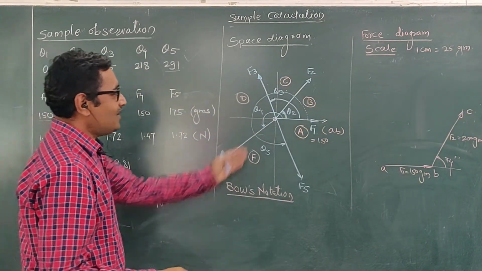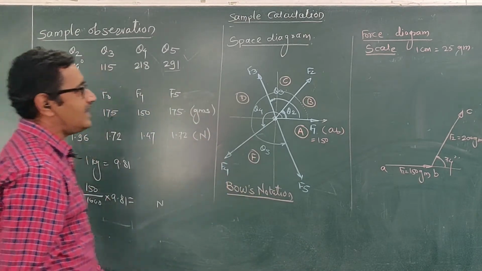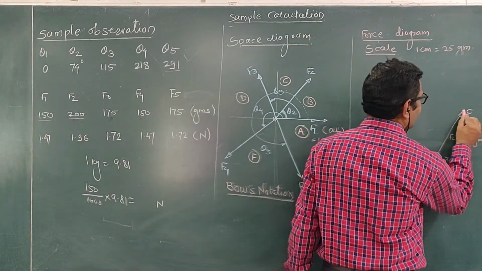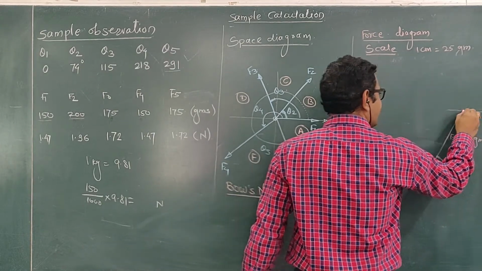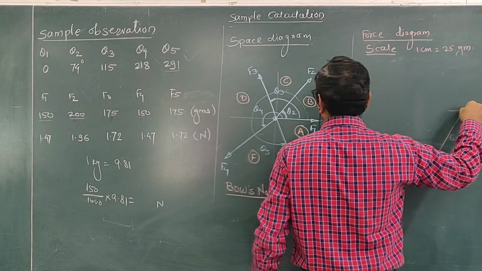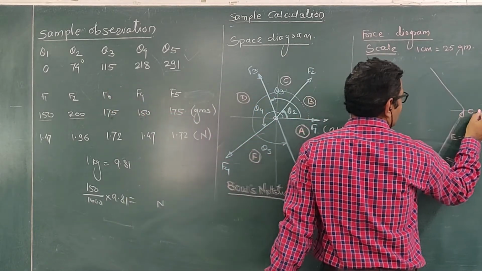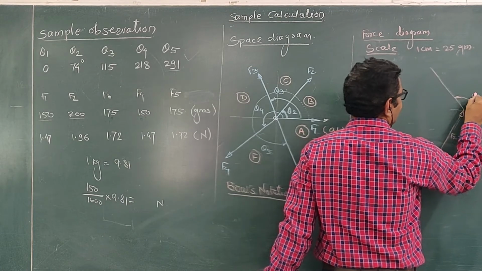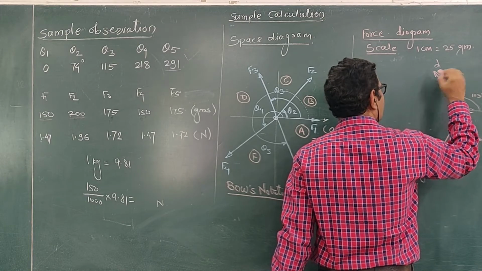Then we have to represent this force F3 as the third side of the polygon. It is inclined at an angle of 150 degree with the positive x-axis. So here you draw one horizontal line parallel to this line, adjust the protractor here, and draw one line inclined at an angle of 150 degree with the positive x-axis. So this angle is 150, and the CD line represents the force F3.